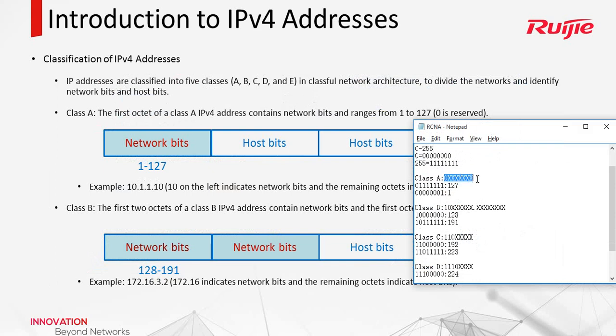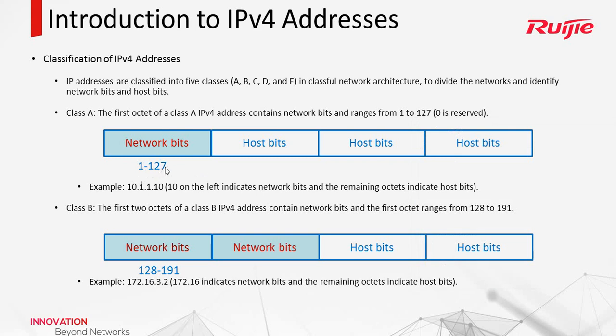0xxxxxxx, where x means it can be 0 or 1. So of course the range can be from 00000001, where all are 0 but the last bit is 1, which equals 1, to 01111111, where the first bit is 0 and the others are all 1, which equals 127. So the range of class A will be 1 to 127, and the last 3 bytes will be the host bits. Okay, so this is class A.